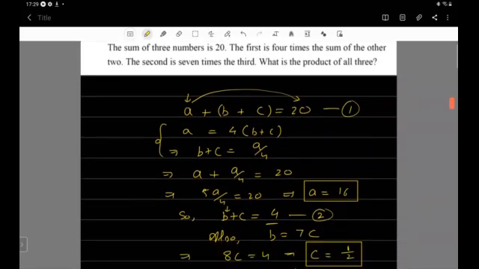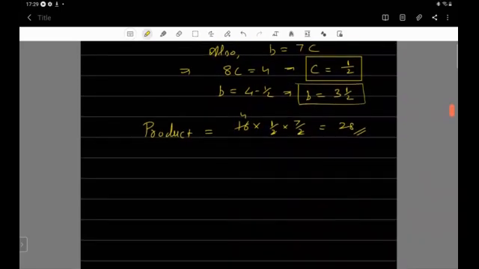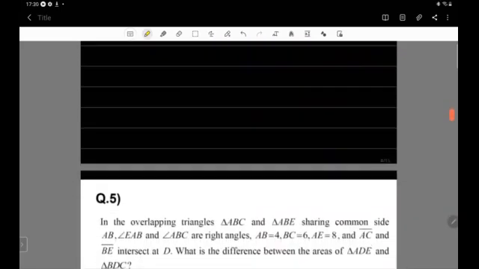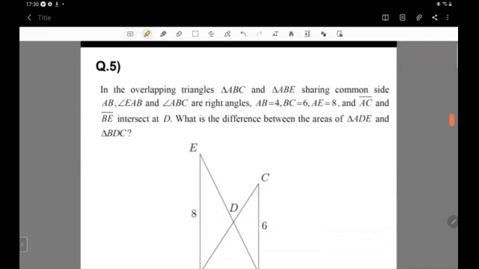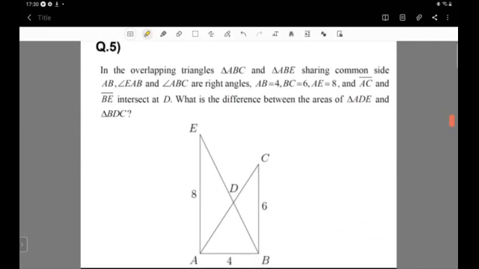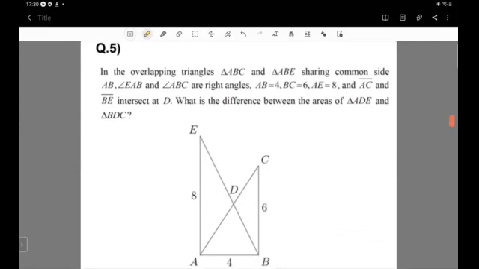And this question was actually very easy. So everybody must have got the correct answer. Let's move to the fifth problem now. So here we have a problem in geometry. Let's see what the question is.